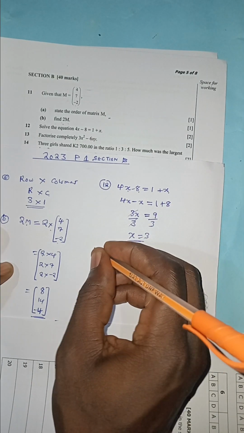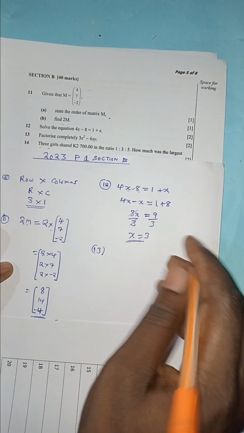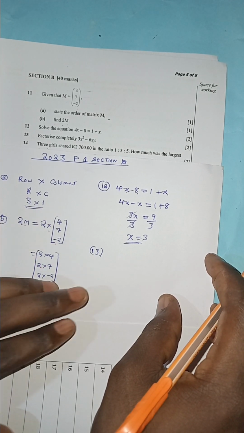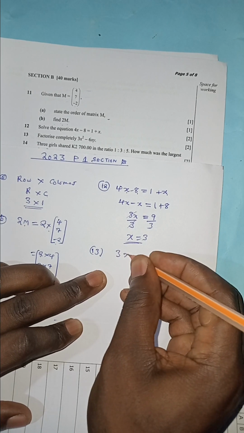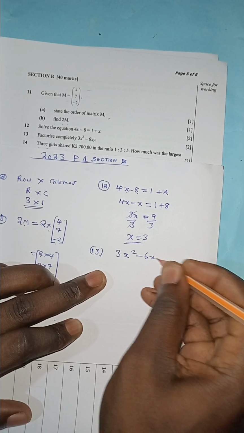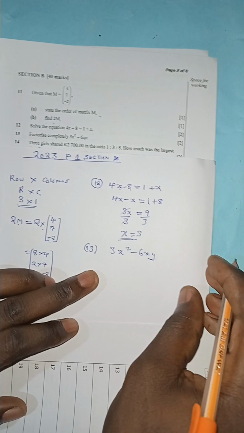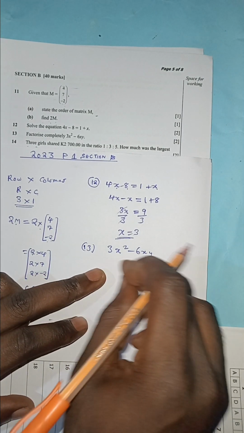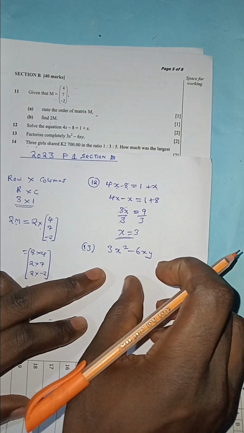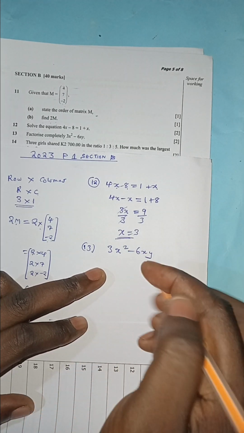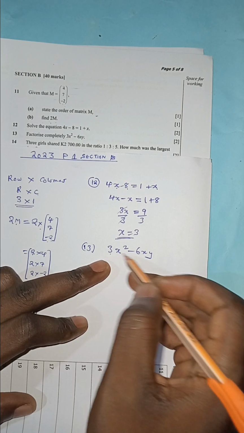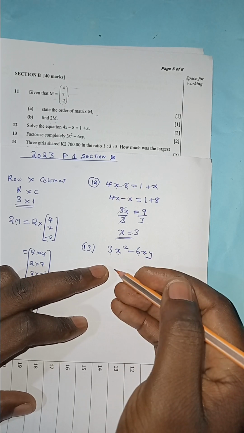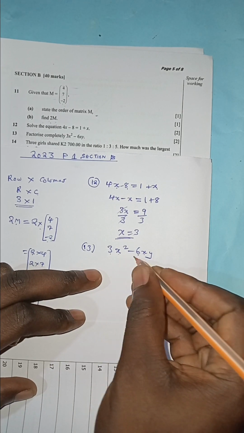We can move to 13, which is asking us to factorize completely. So we have 3x squared minus 6xy. To factorize is to bring out the common factors. So we look at this algebraic expression here, and we can see that from the numbers we have 3 common, and then from the variables we have x. So whatever is common, we bring it out.